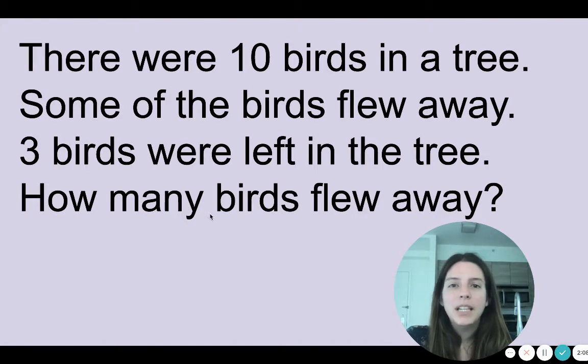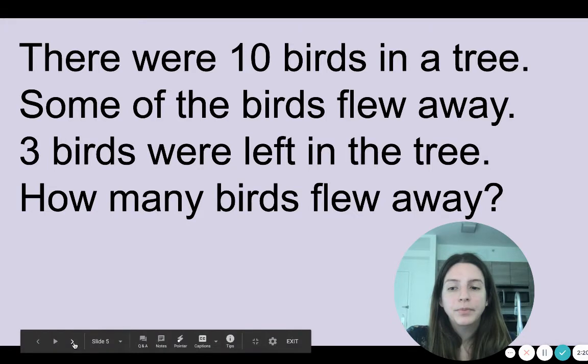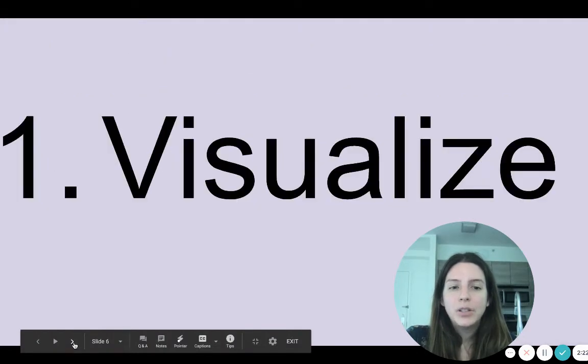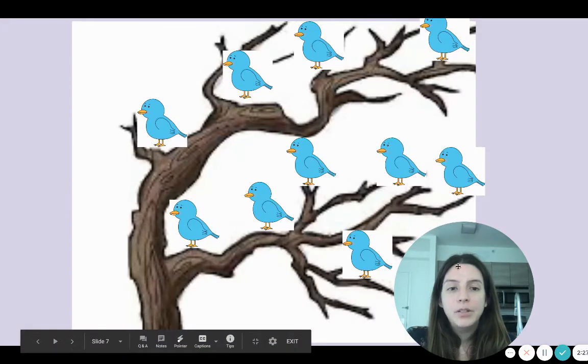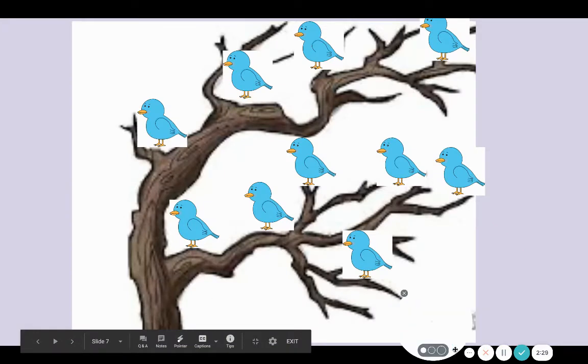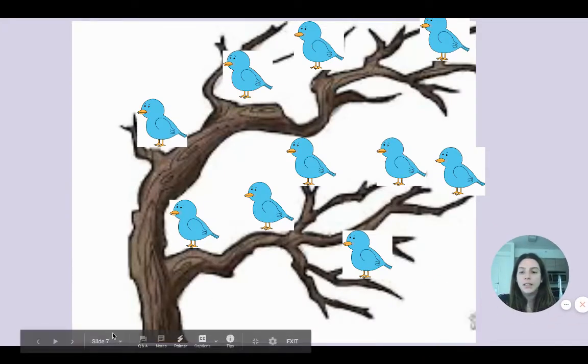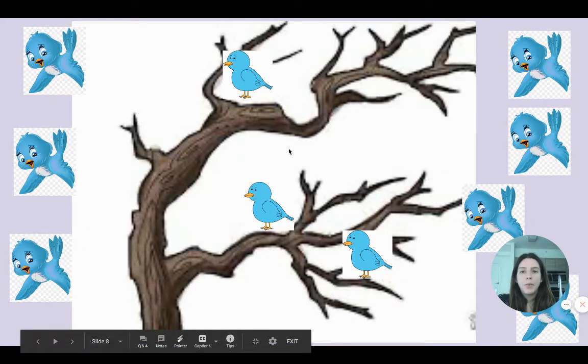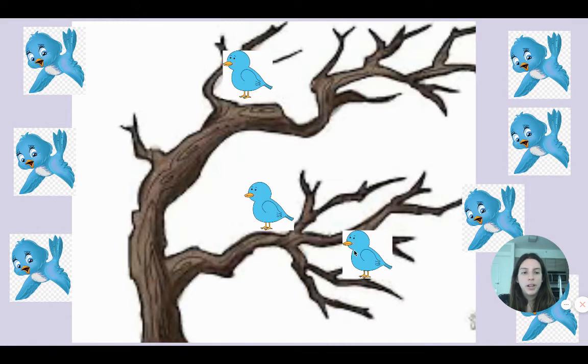But I'm going to read it again so that I can visualize it better. There were 10 birds in a tree. Some of the birds flew away. 3 birds were left in the tree. How many birds flew away? So let me visualize. This is what I saw in my brain as I was reading the story problem. I saw 10 birds sitting in a tree, like this. Then I saw some of the birds flying away and only 3 birds in the tree.